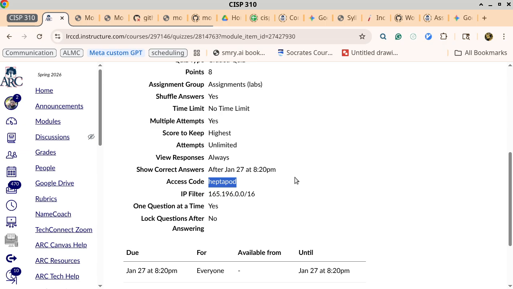And the access code is heptapod, which are basically creatures with 7 limbs. Because we've been talking about base 7 numbers, and people ask, why do we care about base 7? Because there are heptapods in the world. Hepta is 7. Pod means limb, so heptapod is 7 limbs.